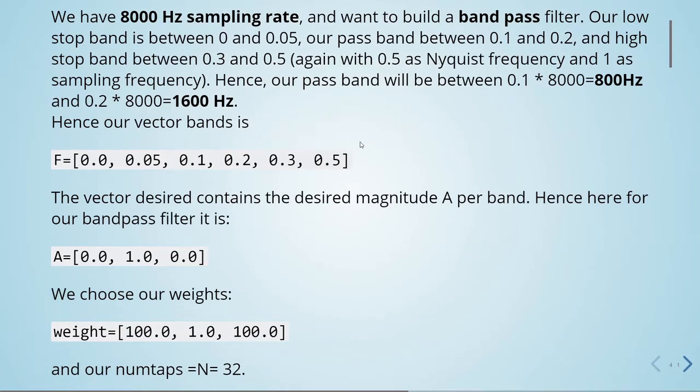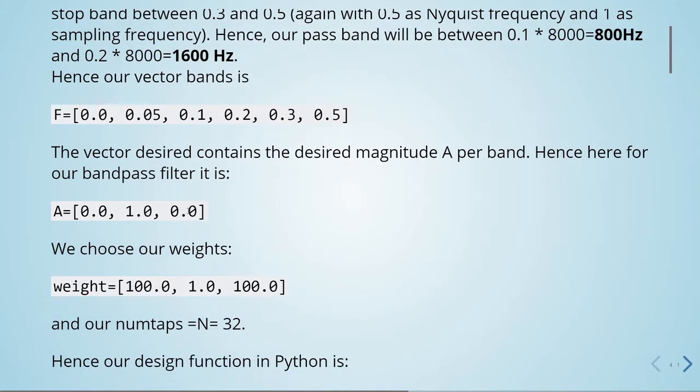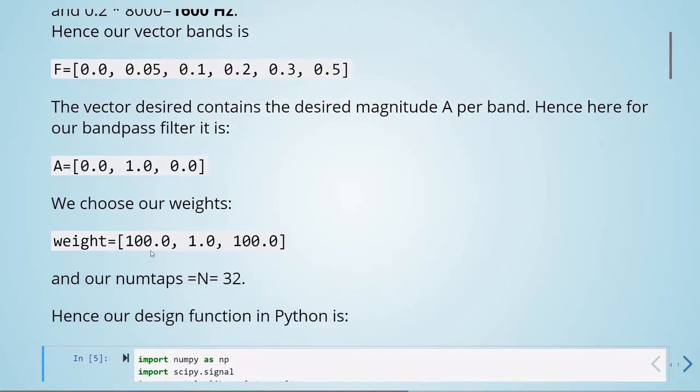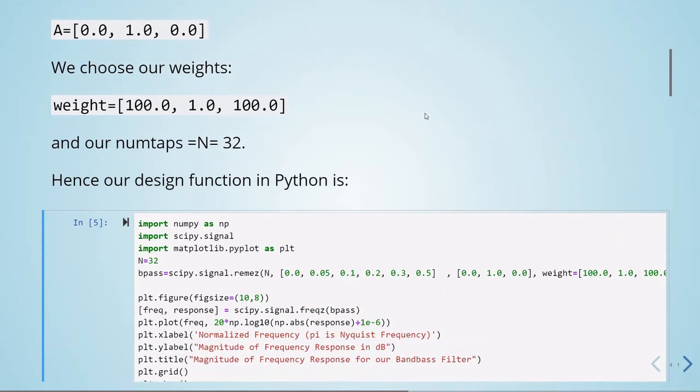So we can also have the desired magnitude per band, and here we have, for example, 0, 1 and 0. So 0 for the low stop band, 1 for the pass band, and 0 for the high stop band. And we choose our weights. So here we're choosing 100 for the low stop band, 1 for the pass band, and 100 for the high stop band. And in this case, the number of taps n equals 32. So this is the filter length.